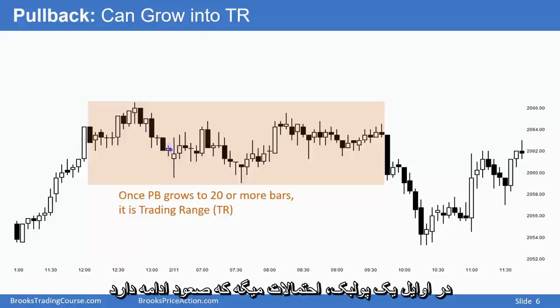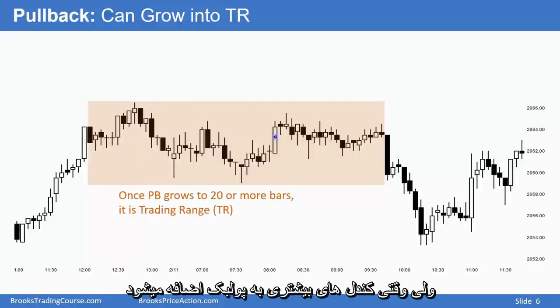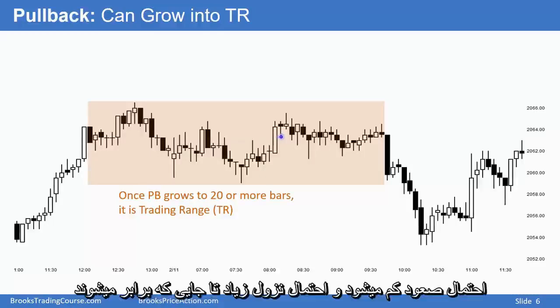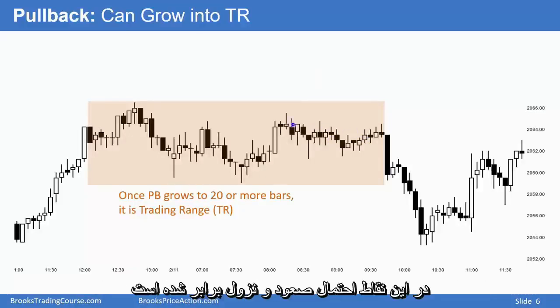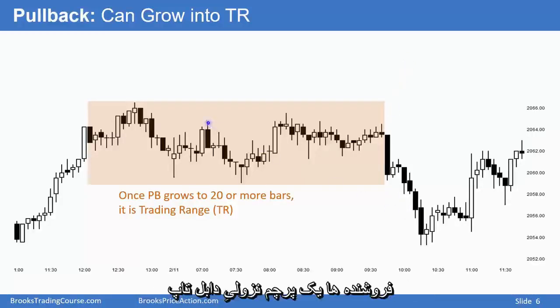Early on in a pullback, the odds are it's going to resume, but the more bars that get added to the pullback, the lower the probability becomes for the bulls and the higher it becomes for the bears, and at some point it's equal. At some point in here, it's just as likely that we're going to go up as it is that we're going to go down. The bears see a double top bear flag or a lower high major trend reversal. The bulls see a high 2 buy or a double bottom bull flag, and they each have the same probability of success.